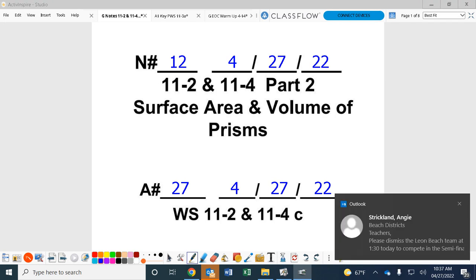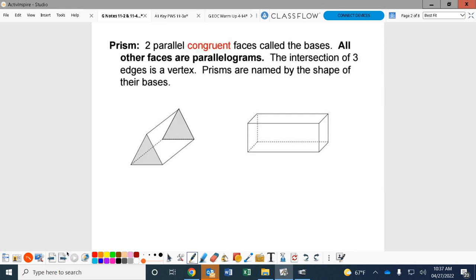So today we're going to be dealing with surface area and volume of prisms. Let's talk about what a prism is, because if you don't know that, then none of this is going to work anyway. So a prism is going to have two parallel congruent faces. Like in this room, that would be the ceiling and the floor, or the left wall and the window wall, or the front and the back.